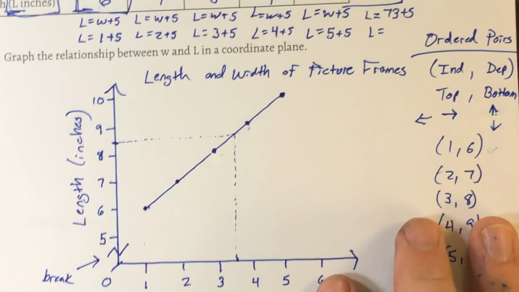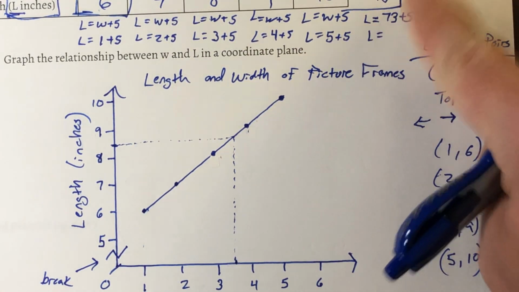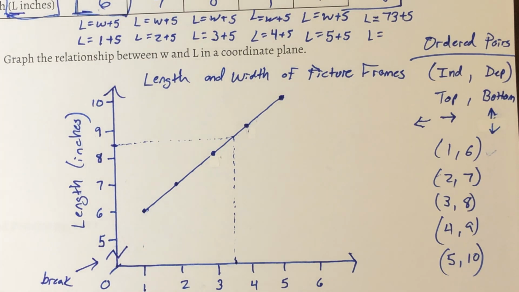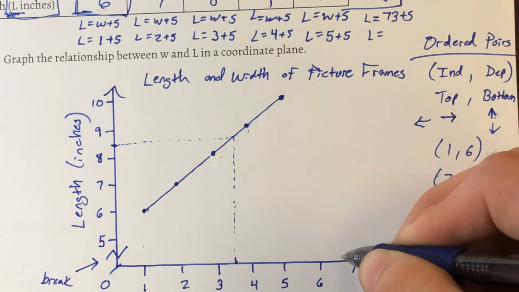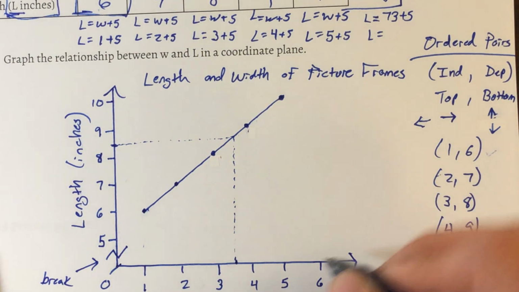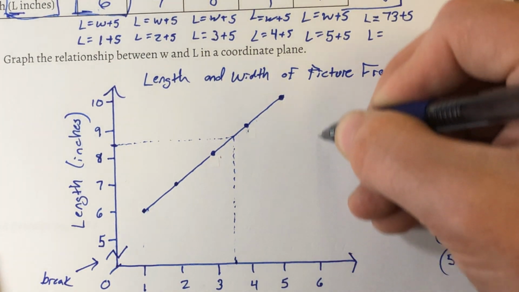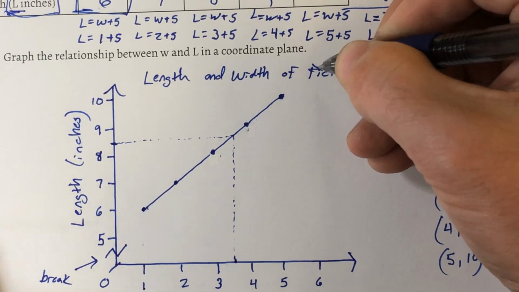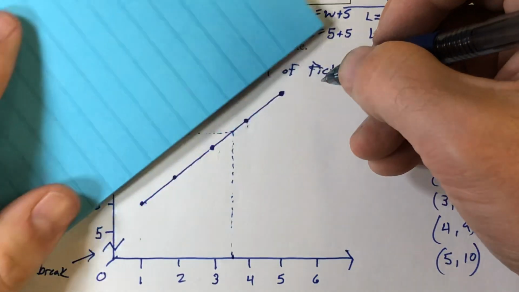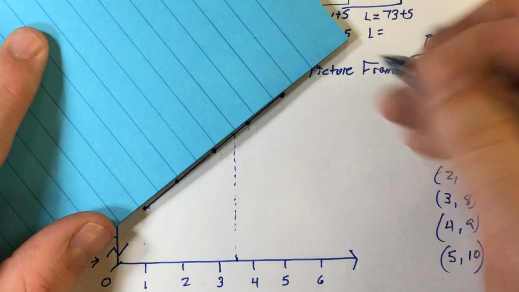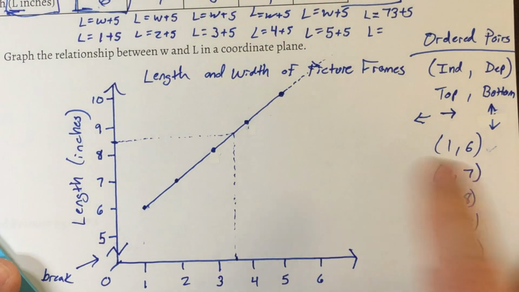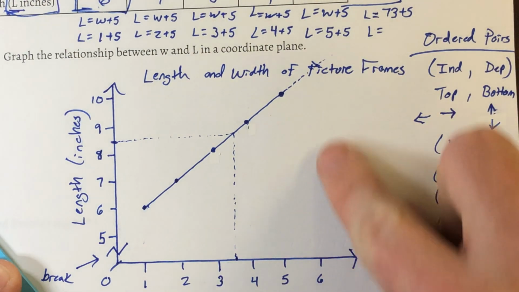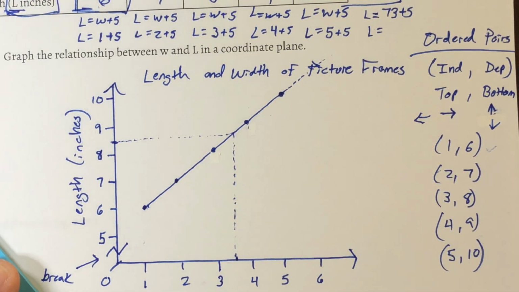I could also use this graph to predict larger frames. So that's why it might be helpful to sometimes go further on your numbers. If I wanted a width of 6, I go right to 6. I go up. Well, I don't have the line there. So you could potentially increase it with an imaginary line to see what it would be.